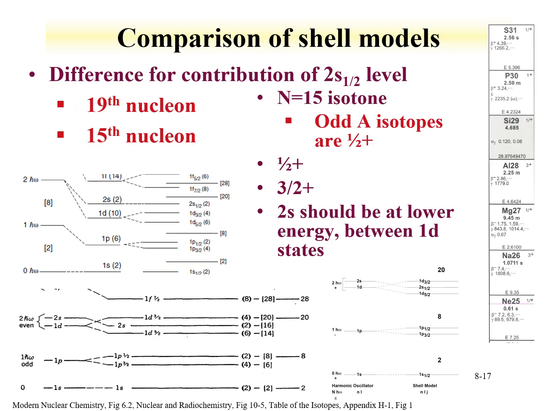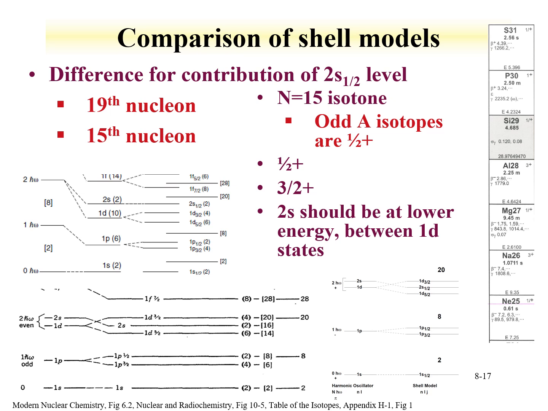It should be noted that there are differences between the shell model used in this lecture and ones that you can find in the literature. The difference is shown here. In this shell model, where the 2s state lies above the 1d 3/2 state, this is the shell model that is referenced in modern nuclear chemistry. As you can see, filling the shell with the 20th nucleon, the 2s 1/2 state becomes full in this model.